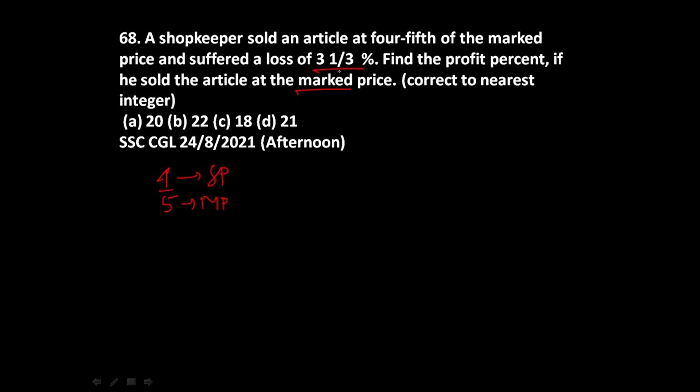Suffered a loss of 3 and 1/3% means 1/30. So 30 is the CP. It's a loss, so SP is 29. Clear? So according to the question, we can take it as 400 and 500 for our calculation purpose. So 29 is equivalent to 400, meaning SP.